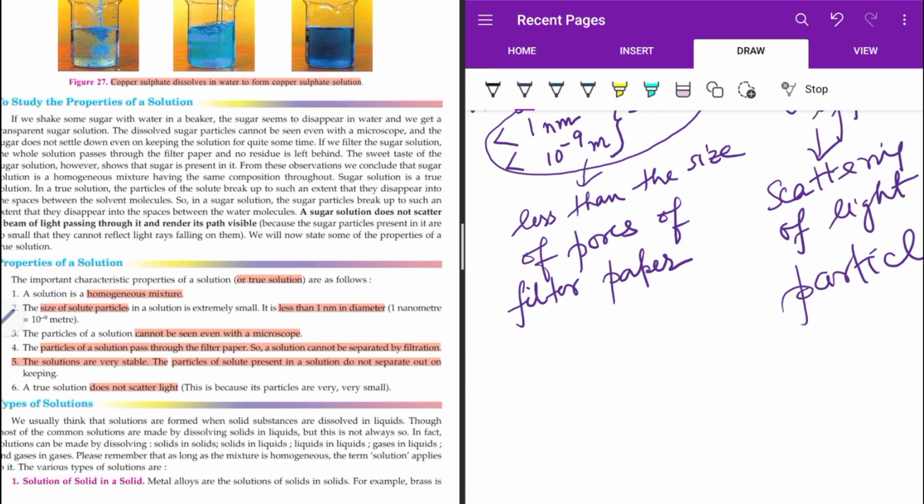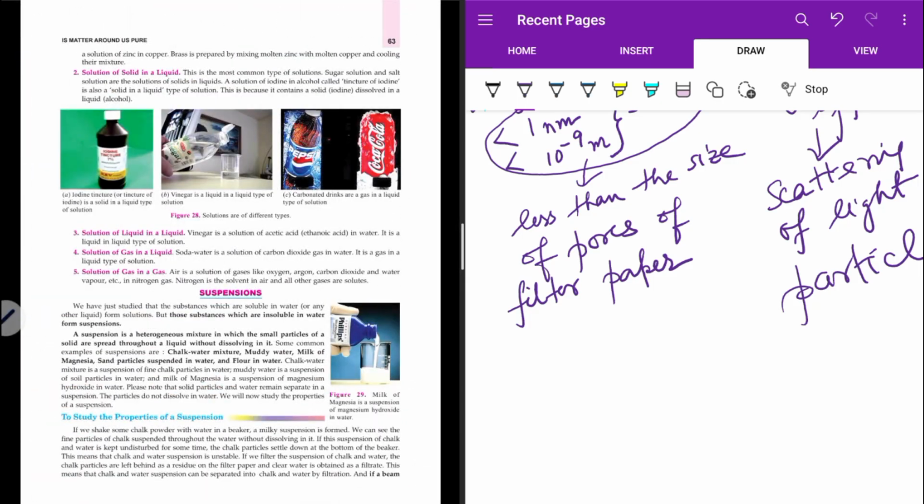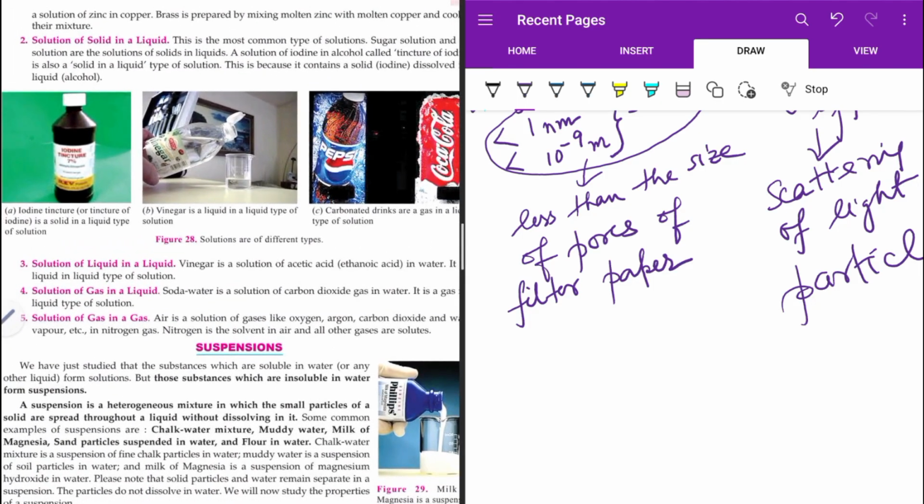So types of solution, I said solid in solid, alloys, forming brass was one of the examples which we have already discussed. Now next let us see solution of solid in liquid. We have already discussed solid in liquid. It can be sugar solution, salt solution. They are known as solid in liquid.